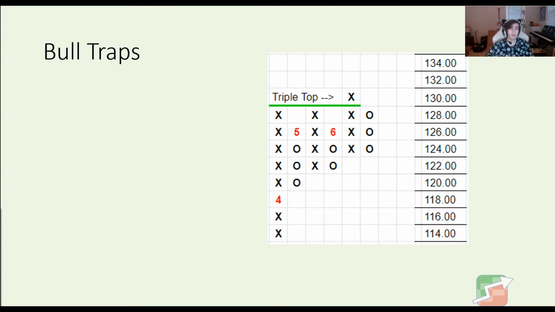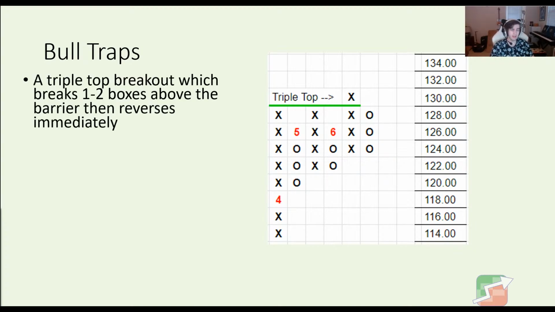So what will happen is the price will immediately go one box up and then go straight down. Because all of those buyers are still trying to buy, the sellers aren't changing what they're doing. So the price will tank. And this is what's called a bull trap. It takes all the investors that tried to take that triple top breakout and flips them on their head. So again, it is a triple top or any type of breakout where we go one or two boxes above the resistance barrier and then immediately reverse down into a column of O's.